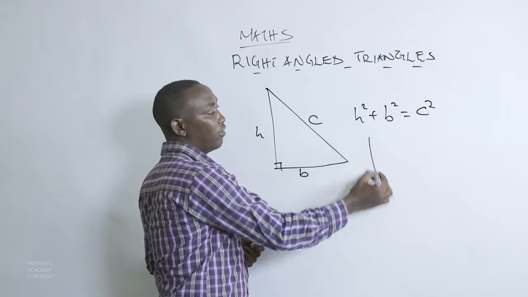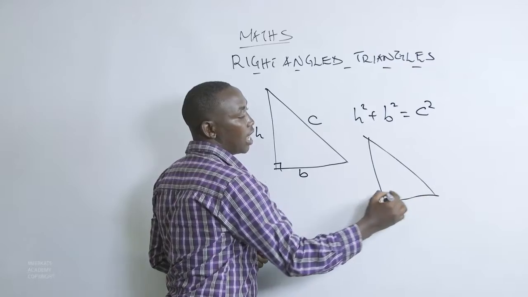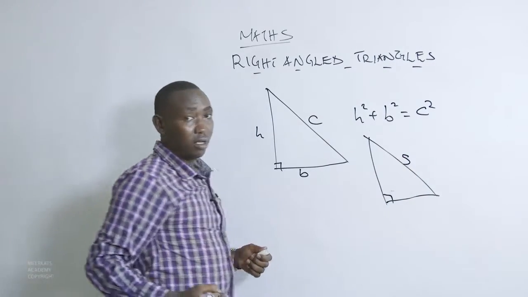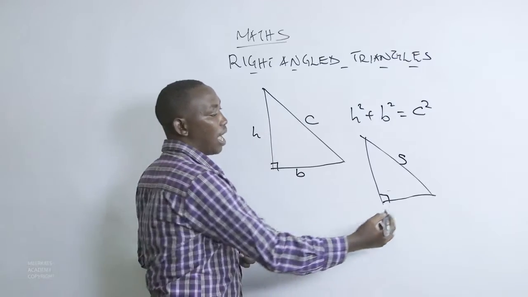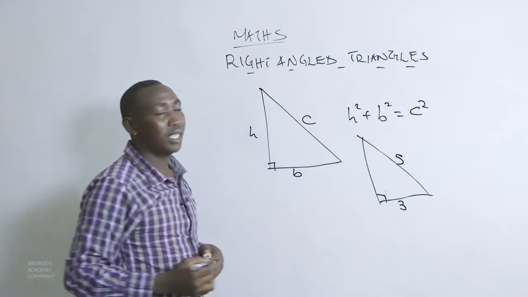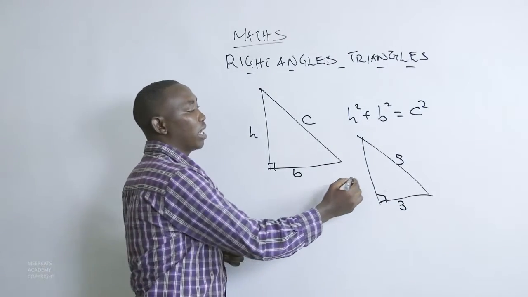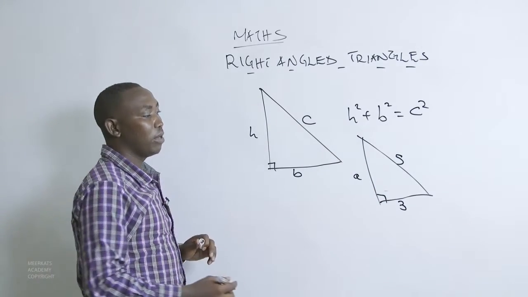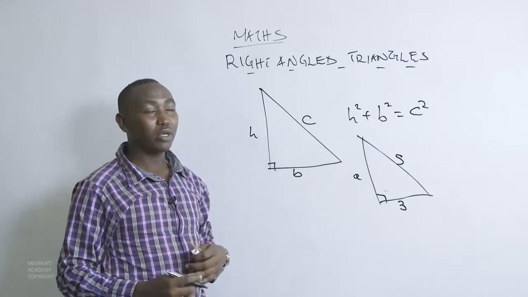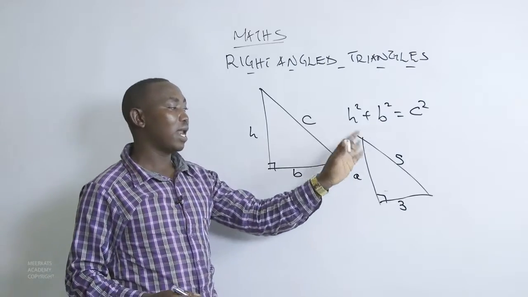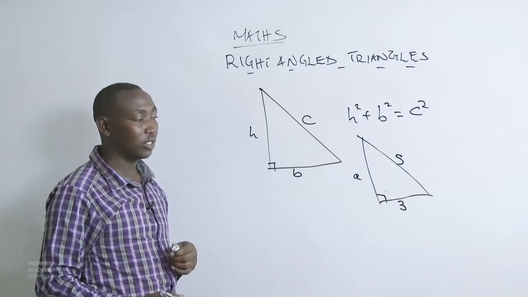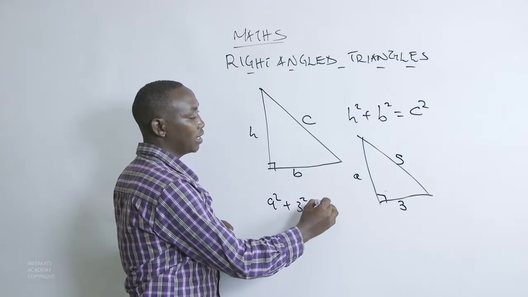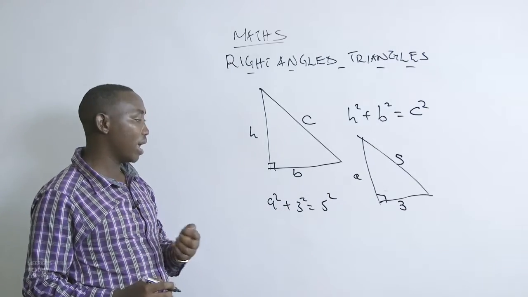Like for instance, if you are given a right angle triangle where you are told that the longest side is 5 units and one of the shorter sides is 3 units, we can get this other side that you are not given, because when we use the Pythagoras theorem, we can find this other shorter side. That is, when you take a squared plus 3 squared, it must give you 5 squared.